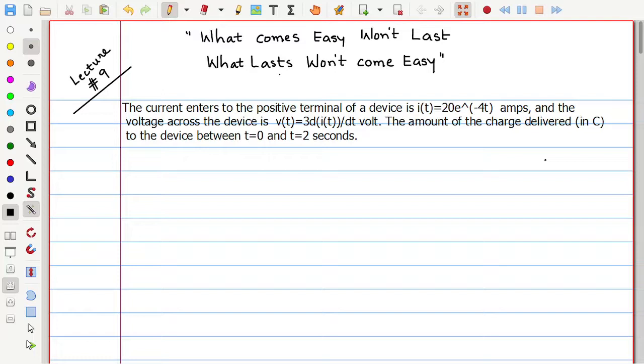With this, let us start a small problem some of the students asked about in the last assignment. There is a small doubt in this. Let us see what that is. How to approach this problem? The current enters the positive terminal of a device. So this is the approach.